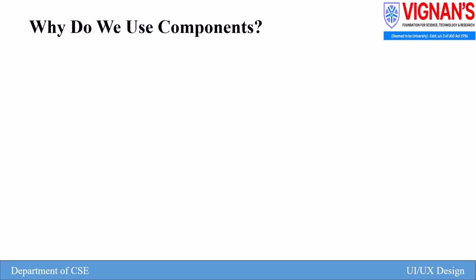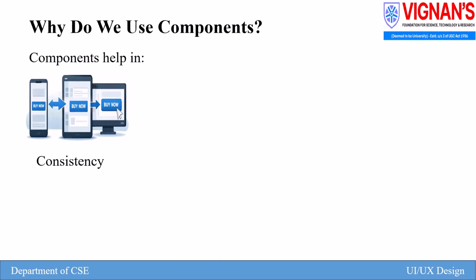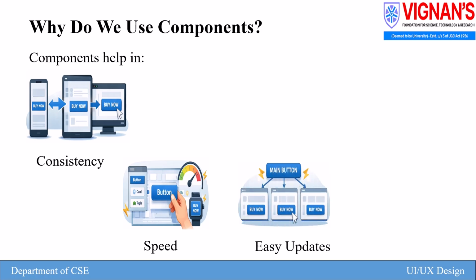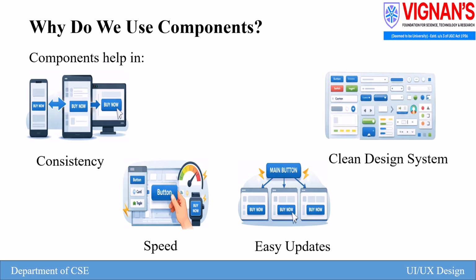Why do we use components? Components help in consistency. Every button looks the same across all screens. Speed. Design faster by reusing elements instead of redrawing. Easy updates. If you update the main component, all versions update automatically. Clean design system. Large apps need hundreds of reusable UI pieces.